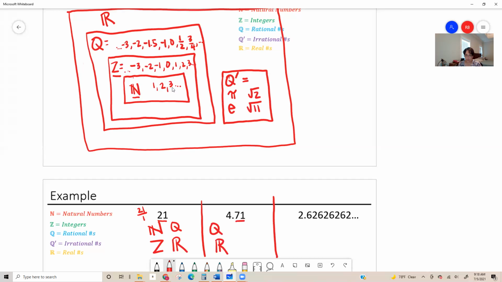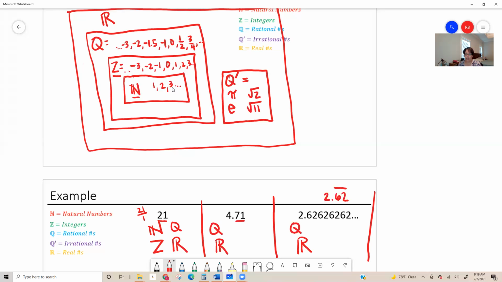Now we have 2.62626262. Now we can rewrite this as 2.62 repeating. If you can write this as repeating, then that's what we consider a pretty decimal, which is a pretty fraction. It can be written in fraction form. So this is also going to be a rational number. It's not a counting number, it's not an integer, but it is going to end up being in this rational box. And if you're rational, you're also real. Okay, and that's all there is to that one.